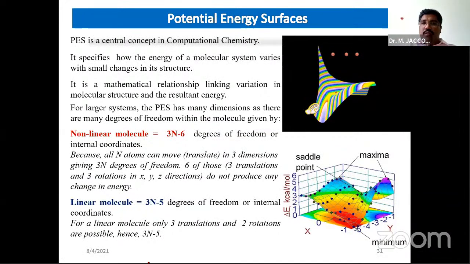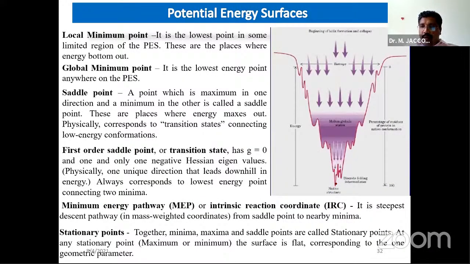There are so many terminologies. What is the global minimum? The minimum amongst all the minima. This is the global minimum, and these are all local minima. There can be a saddle point or a transition state. These are all the points we can come across, minima, maxima, saddle point or stationary point, where the molecule can land, corresponding to one geometric parameter. The global minimum is the lowest energy point anywhere on the potential energy surface.